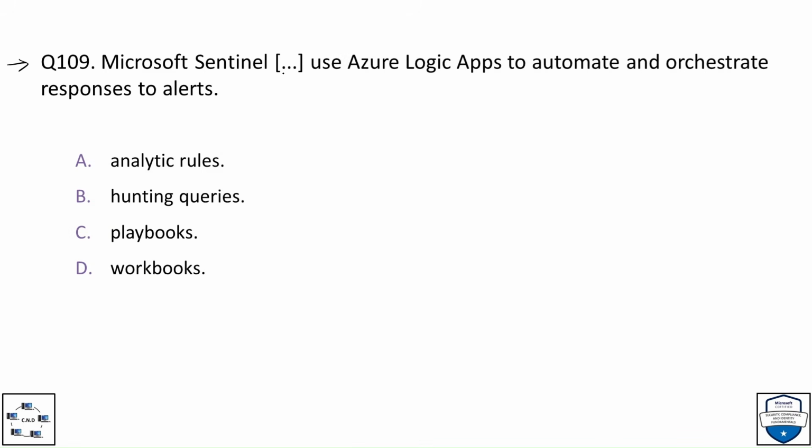Question number 109, Microsoft Sentinel blank space use Azure Logic Apps to automate and orchestrate responses to alerts. And the options are option A, analytic rules, option B, hunting queries, option C, playbooks, and option D, workbooks. And the correct option is playbooks. So Microsoft Sentinel playbooks use Azure Logic Apps to automate and orchestrate responses to alerts.